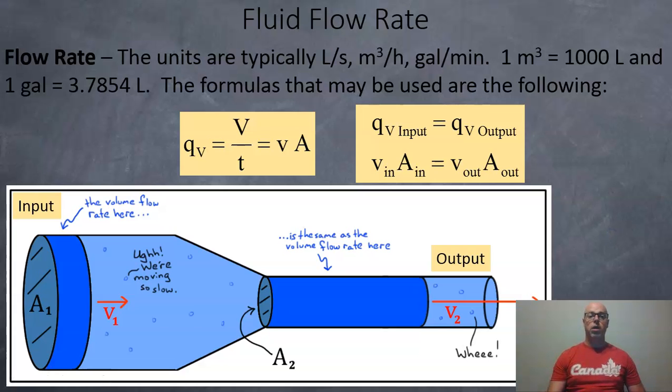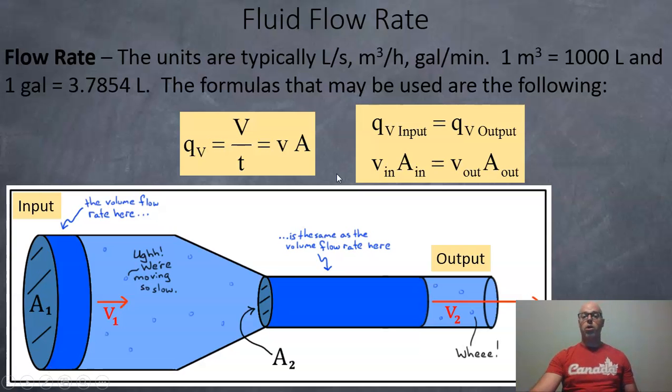So once again, the typical units for flow rate are liters per second, meters cubed per hour, and gallons per minute, and the formulas are down below. Here is the symbol for flow rate, Qv, and it's equal to the volume, big V, divided by time, T. Or it's equal to the velocity or speed, little v, times the cross-sectional area, A. So make sure your big V and your little v look different, or you'll get confused.